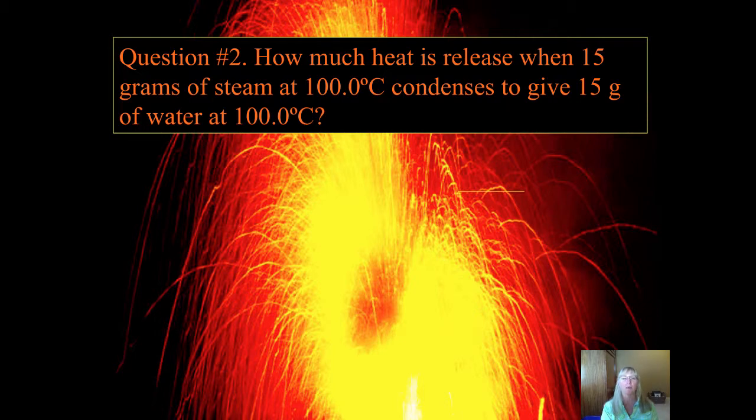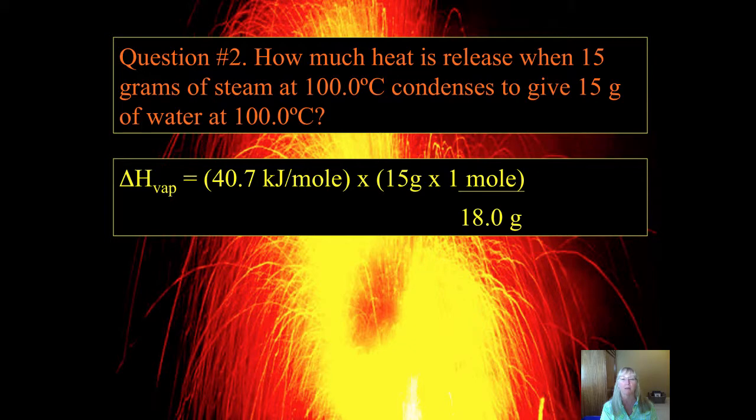And this time we're going to maintain it at 100 degrees so we can see just how much heat would be needed to be released or removed to cool off 15 grams of steam and turn it into water and then just stop there. So we have to go get our molar mass of water and turn grams into moles, and then we multiply by the much larger heat of vaporization for water in the form of steam.